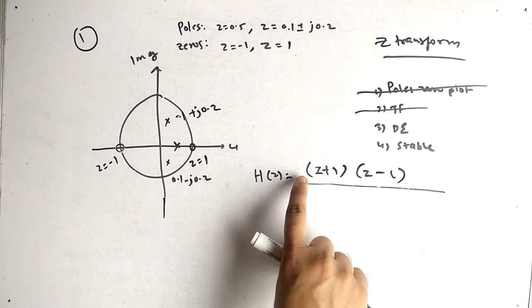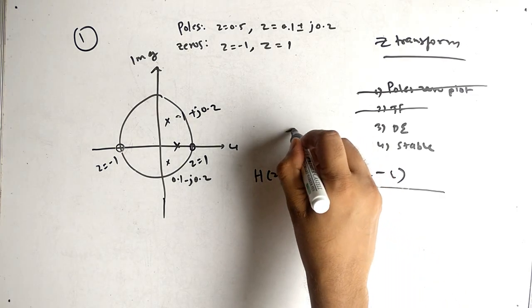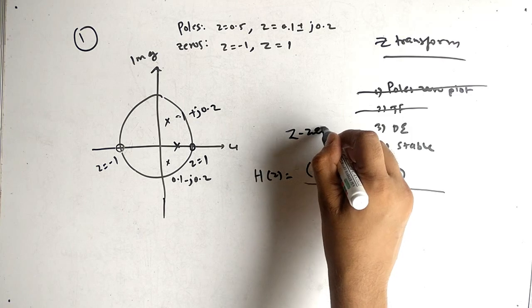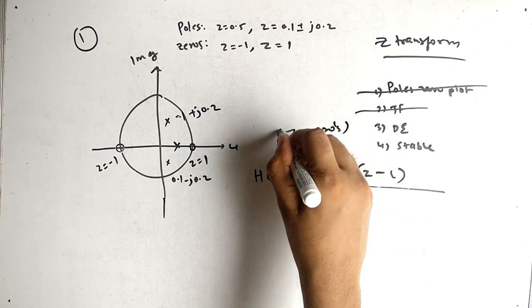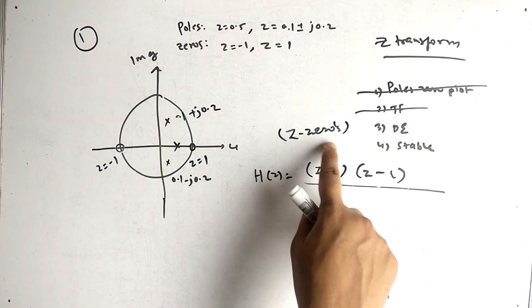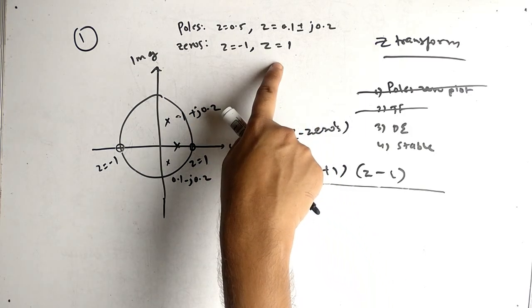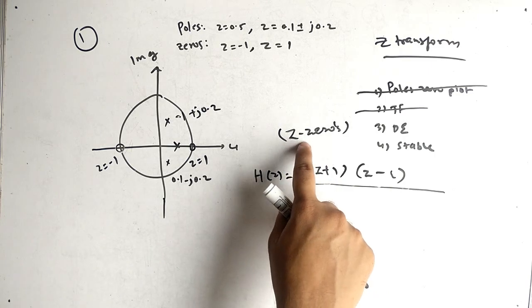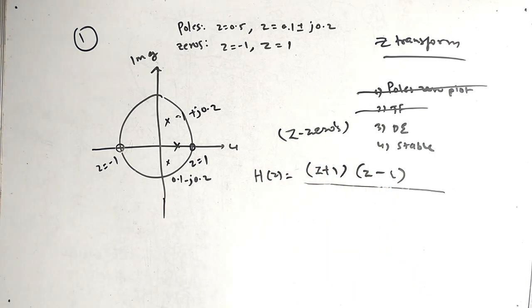So let's take a recap once again. We have to write z minus the zeros. The first zero is -1, so z minus (-1) is z plus 1. The next zero is z equal to 1, so z minus 1.